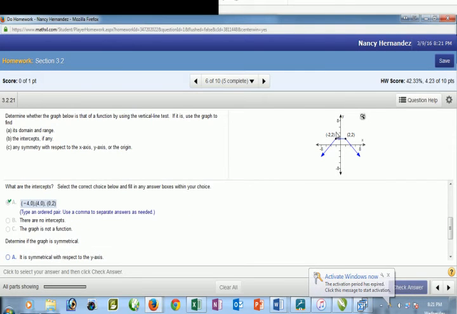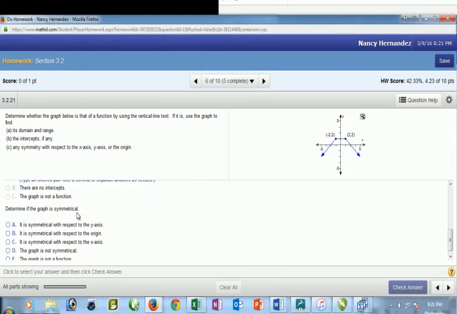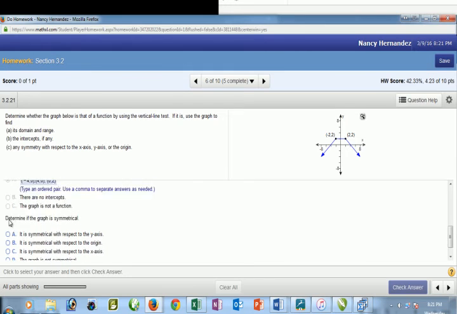Is it symmetrical? If I fold it butterfly, then it's what? Crosses the y-axis. Remember, butterfly ends with what? Y. So it has y-axis symmetry. Cool.